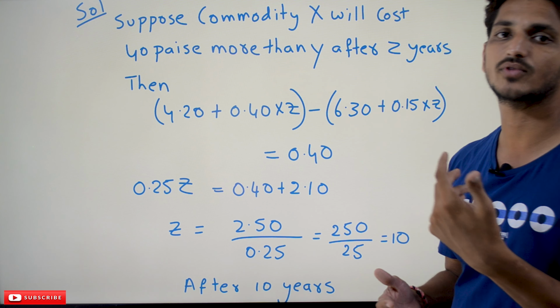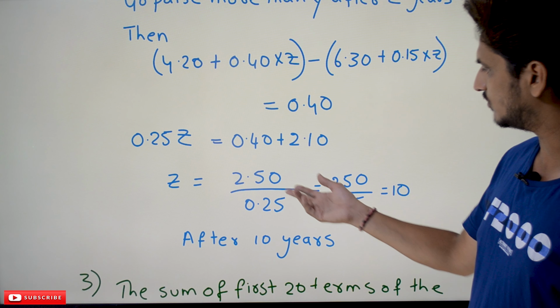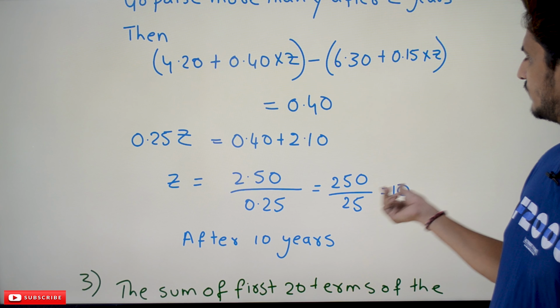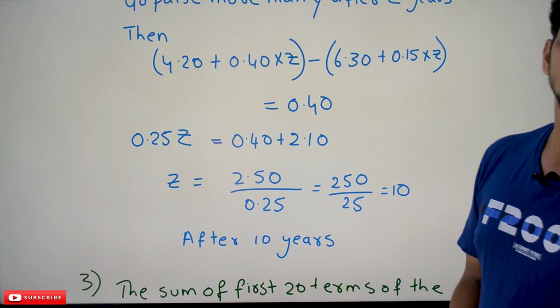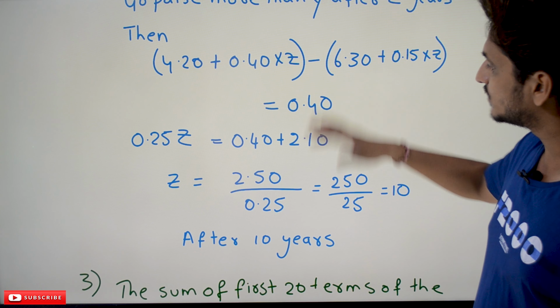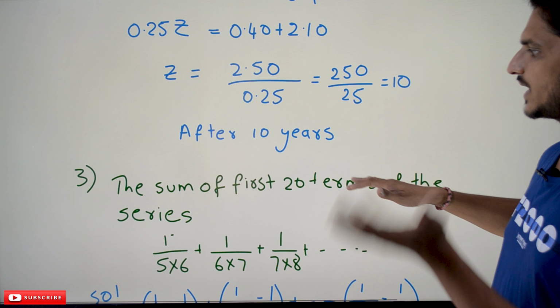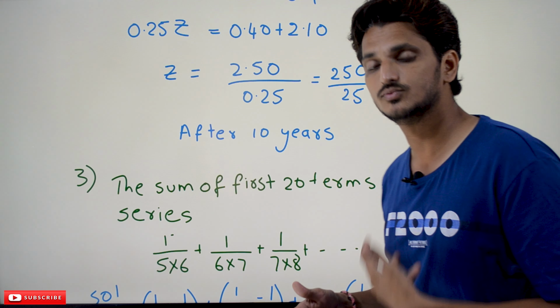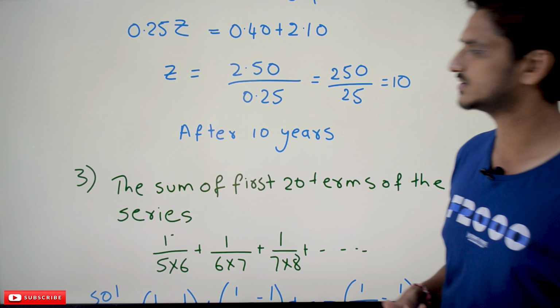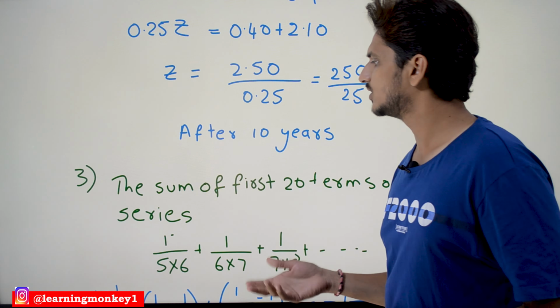If you solve this equation, 0.25Z equals 0.40 plus 2.10, means 2.50. Z is equal to 2.50 by 0.25, a decimal fraction divided by a decimal fraction. You try to solve it: 250 by 25, which is 10. So this is how we use decimal fractions and recurring decimal fractions. We do some practice examples in our coming classes, and we discuss simplification and those things, with some more examples.